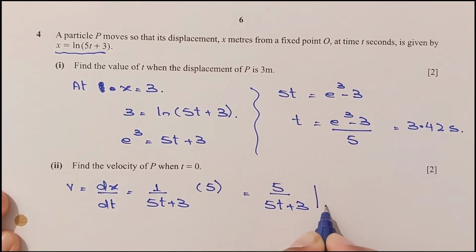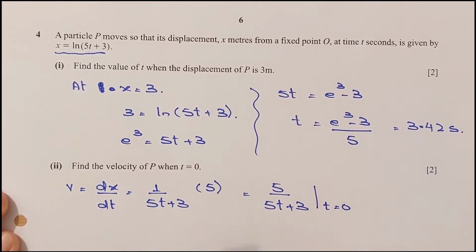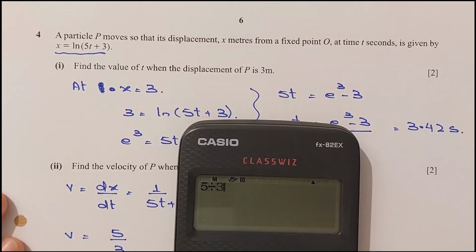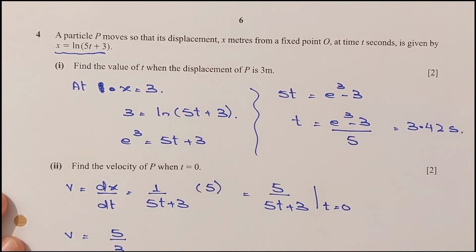Now let me find this at t equals 0. So the velocity at t equals 0 is 5 over 3, because 5 times 0 is just 0. 5 by 3, or 1.67.